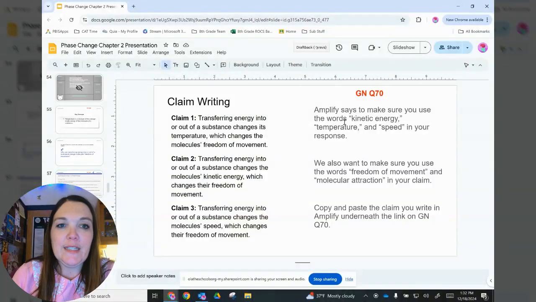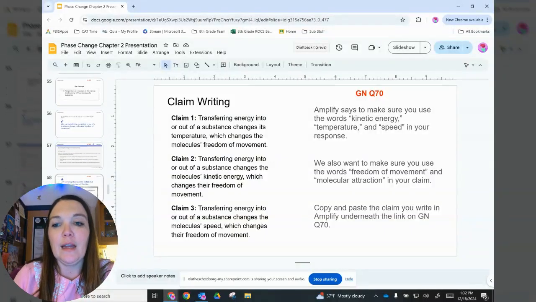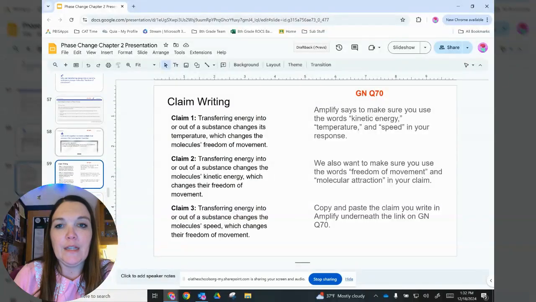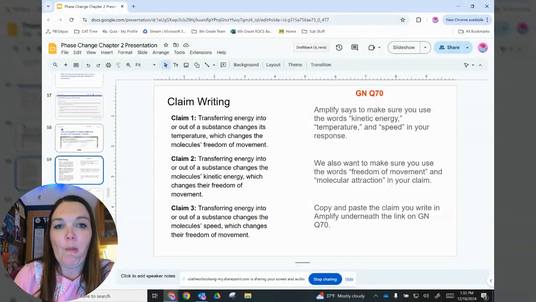Amplify says to make sure you use the words kinetic energy, temperature, and speed in your response. We also want to make sure you use the words freedom of movement and molecular attraction in your claim. You're going to copy and paste the claim you write in Amplify underneath the link on Guided Notes question 70. Okay, so take a minute, get that done.